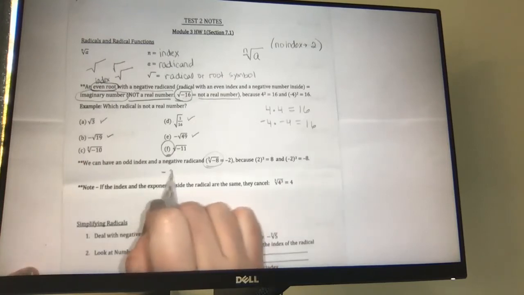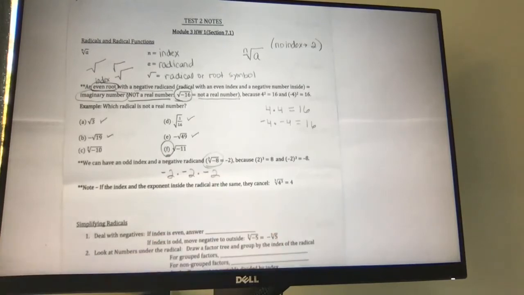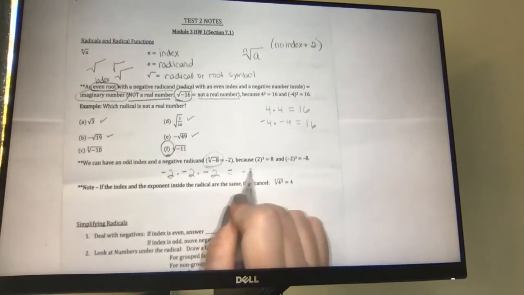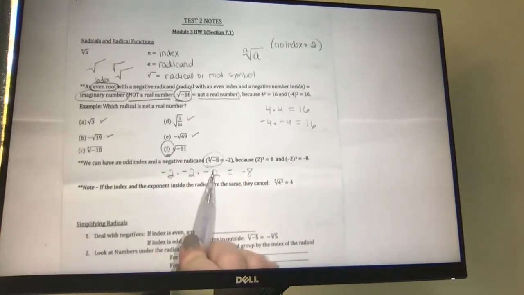Because if I do -2 times -2 times -2, same number by itself 3 times, what do I get? -2 times -2 gives me +4. Then +4 times -2 gives me a -8. So a cubed root can have a negative radicand. That's perfectly fine, okay? So odd index, negative radicand, you're good to go.